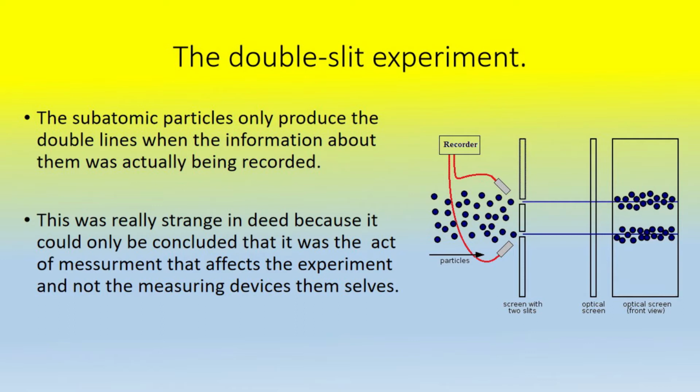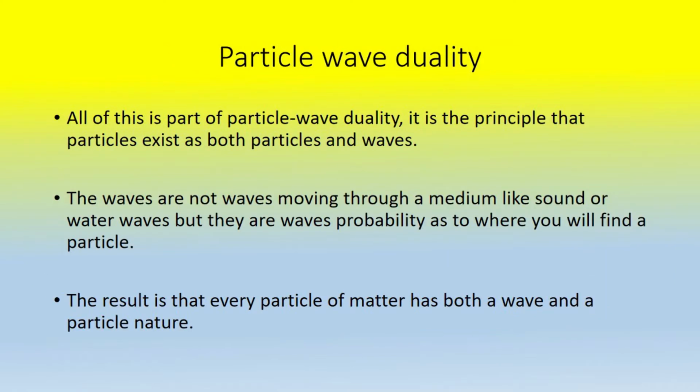This was really strange indeed, because it could only be concluded that it was the act of measurement that affected the experiment and not the measuring devices themselves. All of this is part of particle-wave duality. It is the principle that particles exist as both particles and waves. The waves are not waves moving through a medium like sound or water waves, but they are waves of probability as to where you will find a particle. The result is that every particle of matter has both a wave and a particle nature.